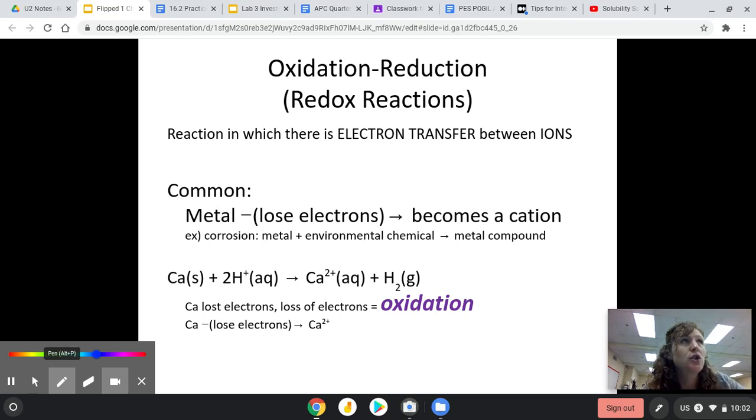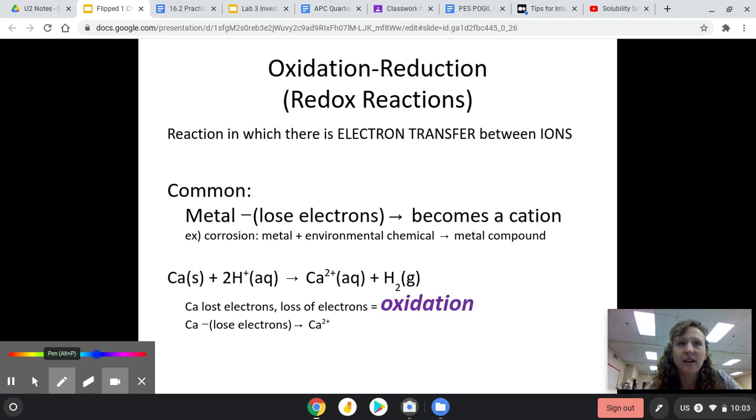Metals also tend to be very low in electronegativity, which means it doesn't take a whole lot of energy to steal the electrons away. There's not much power there to hold the electrons onto the atom. So they have very low electronegativity and very low ionization energies. And so usually it's these metals that lose electrons. The electrons get pulled off of these metals, and then they transfer to a different ion. These metals then become a cation, and when something loses electrons, that's what we call oxidation.